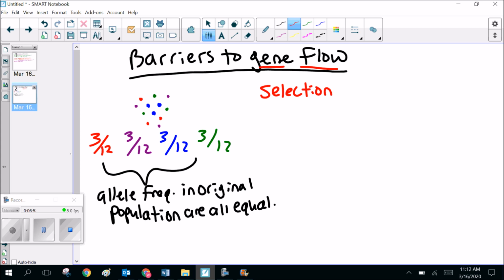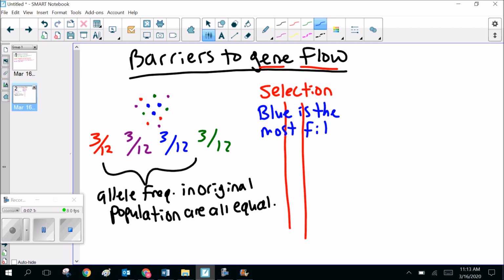So we know that there is a selection event happening, and the selection event is when the environment selects, right, or chooses a certain trait. So we're going to go ahead and say the selection event occurs within this population, and that selection event is that blue is the most fit. Okay, so we're going to say that the blue dots are best able to survive and reproduce in the population because there is a predator that eats all other colors besides blue. Okay, so we're going to go ahead and assume that blue is the most fit.